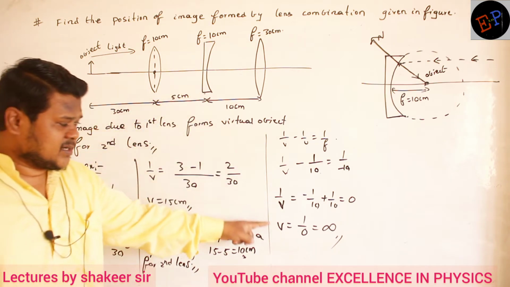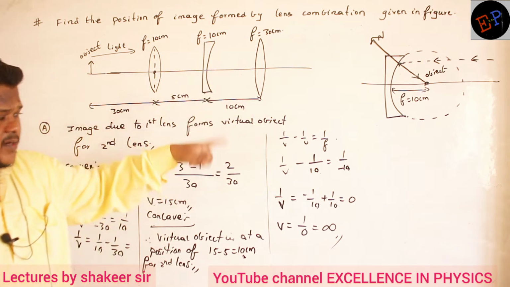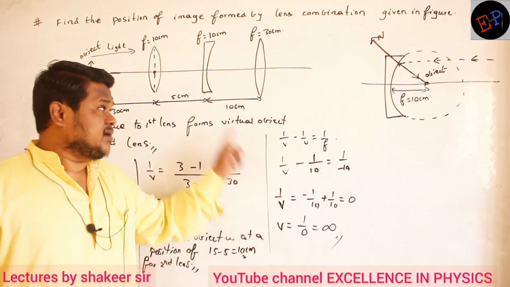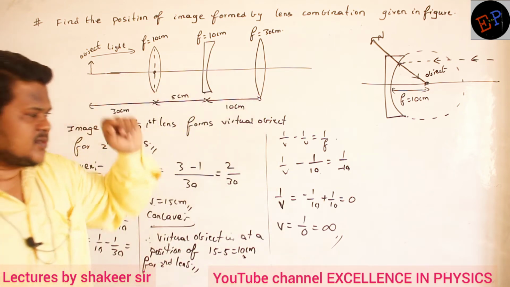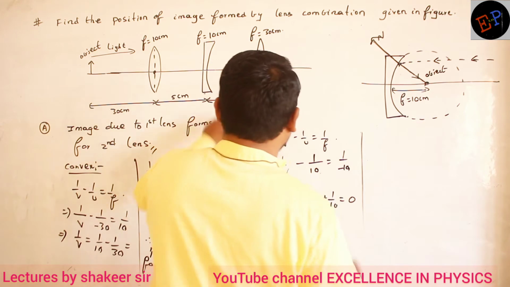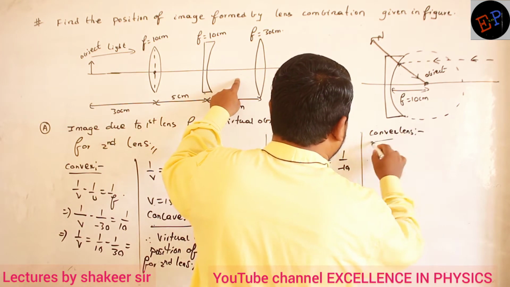The image created because of the second lens will serve as virtual object for the third lens. And where is the image created for the second lens? At infinity. So this infinity will serve as object for the third lens. So now calculate for the third lens. Which is the third lens? The third lens is again a convex lens. Clear? Now again do the same calculation.